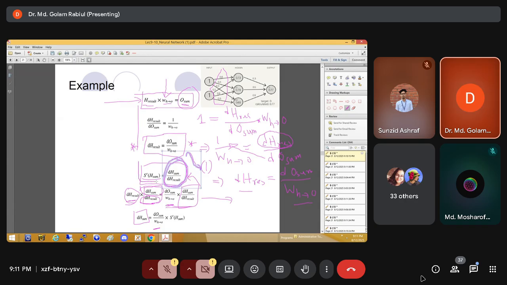Actually, this is the derivative of the sigmoid of the hidden sum. So that's why we have written here the derivative of the sigmoid of the hidden sum. So that means this one is delta hidden sum. How can we calculate the delta hidden sum? From the delta output sum, we have to divide that by WHO, and then multiply it by the derivative of the sigmoid of the sum. So now we have to perform this to find delta hidden sum.